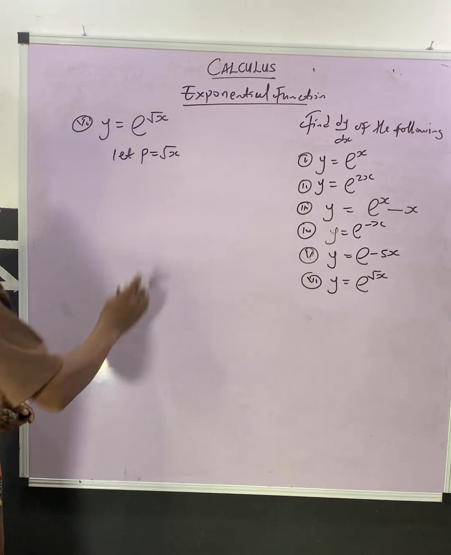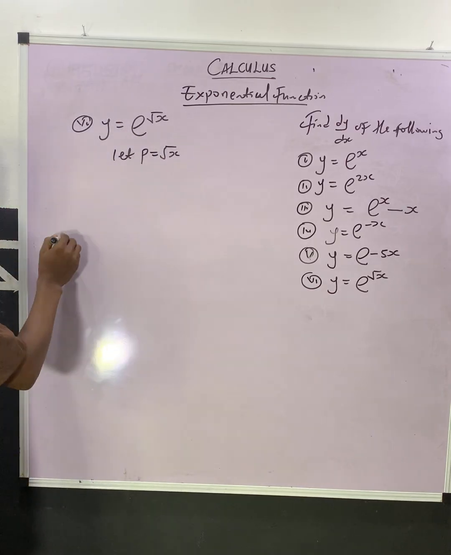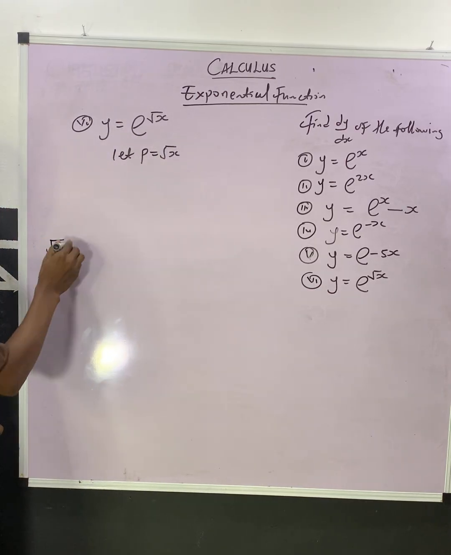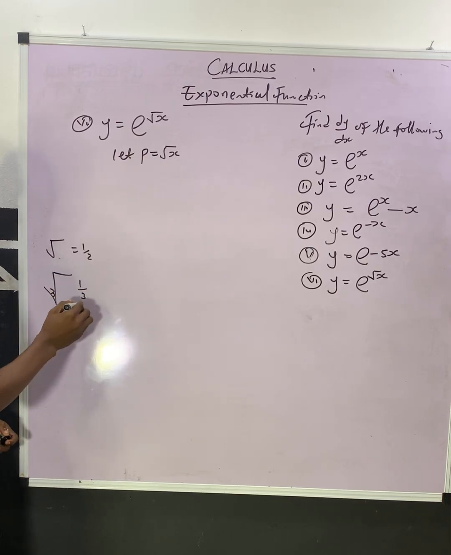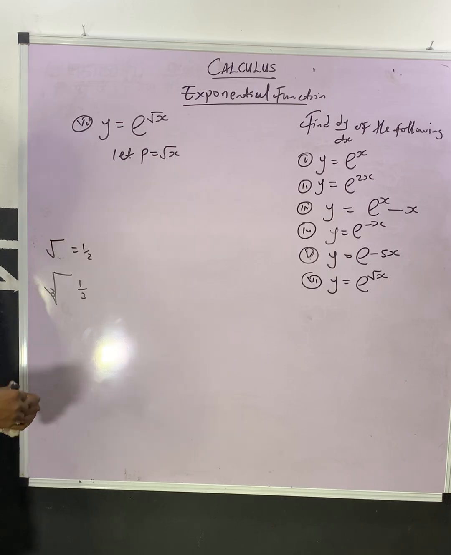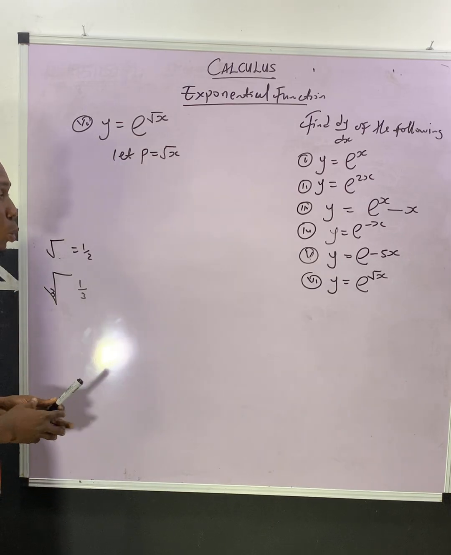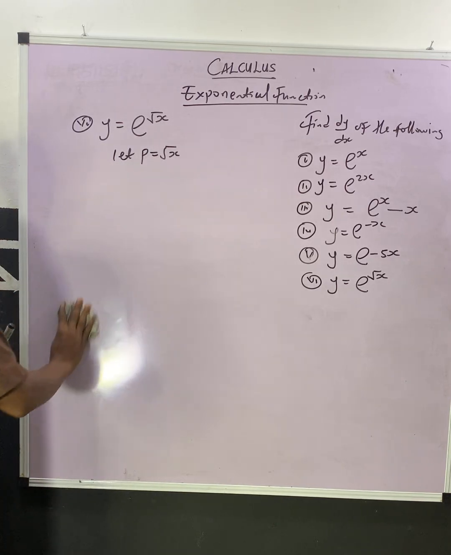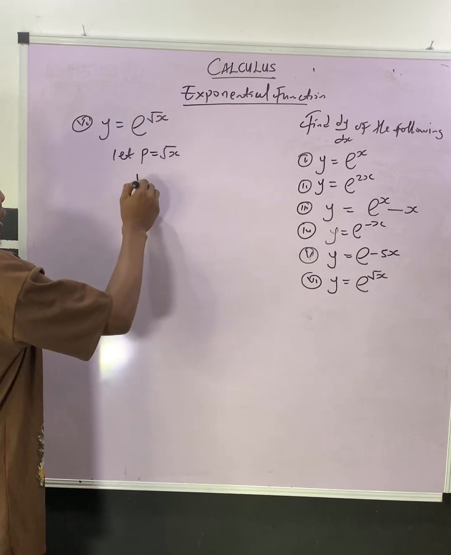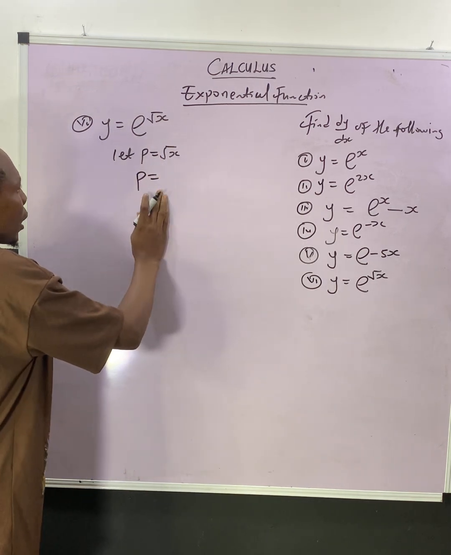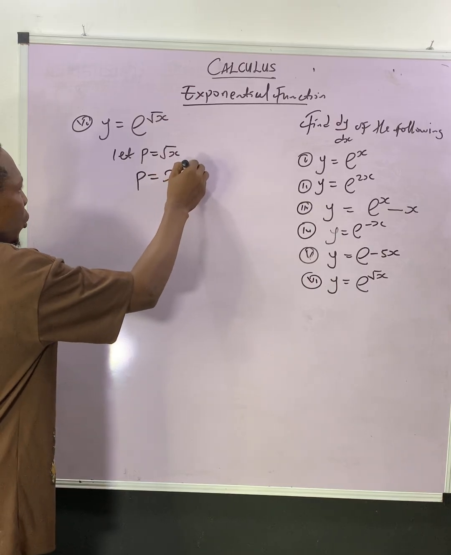But before that, you need to break down your root. Root is sitting as a half. Then if it's cube root, it's 1 over 3. Fourth root, 1 over 4. Fifth root, 1 over 5. And so on and so forth. So you have to break down this question. How do you break it down? This is p equals x raised to power 1 over 2.